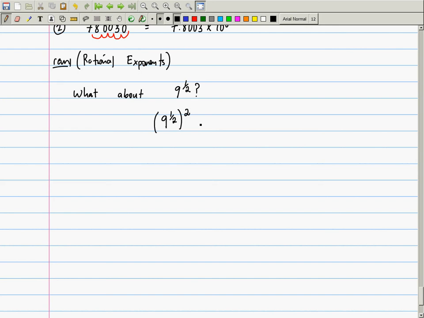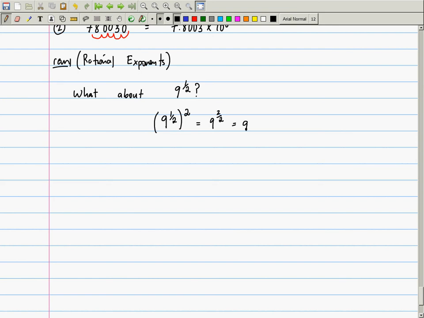And when you iterate exponents, what are you supposed to do with them? Multiply them. Right, so this will be 9 to the 2 over 2, which is 9 to the 1, so 9. So, 9 to the 1/2, whatever it is, when you square it, you should get 9. So can you think of something that you square and you get 9? 3. Right, if you square 3, you get 9. Can you think of something else? Negative 3. So you could also square negative 3, because negative 3 times negative 3 is also 9.